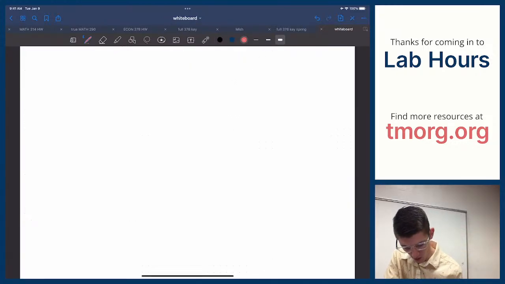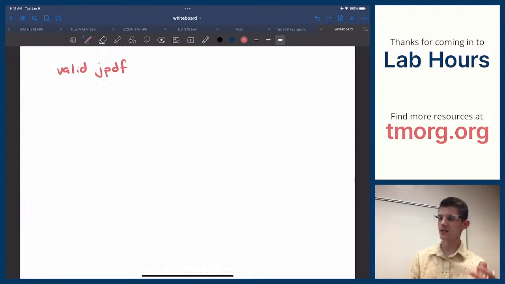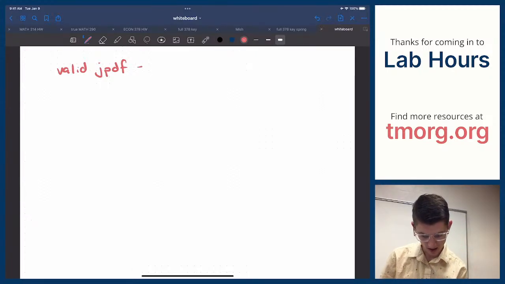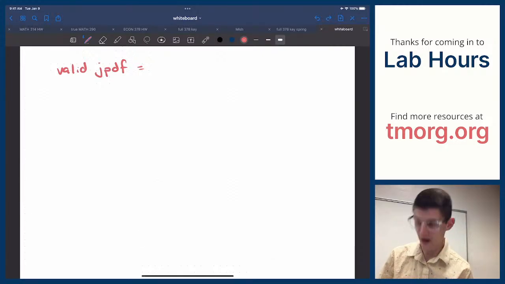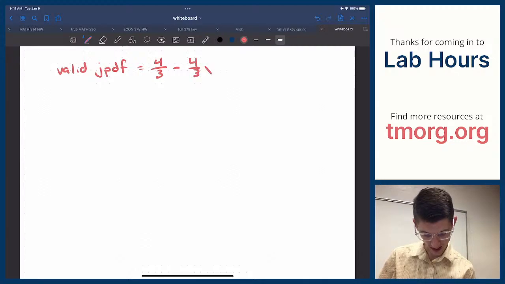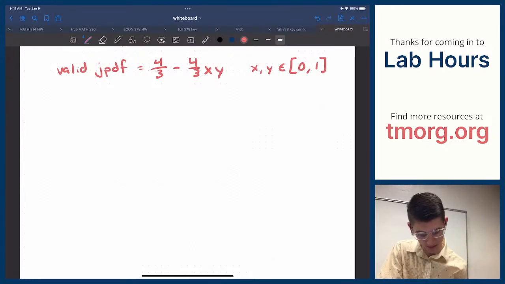So we know from one of the homeworks that a valid joint PDF, which I'll call a JPDF, just joint because it has multiple variables interacting with each other, was equal to 4/3 minus 4/3 xy. Oh, and the bounds, where x and y are both elements of the continuum 0 to 1. They're between 0 and 1.